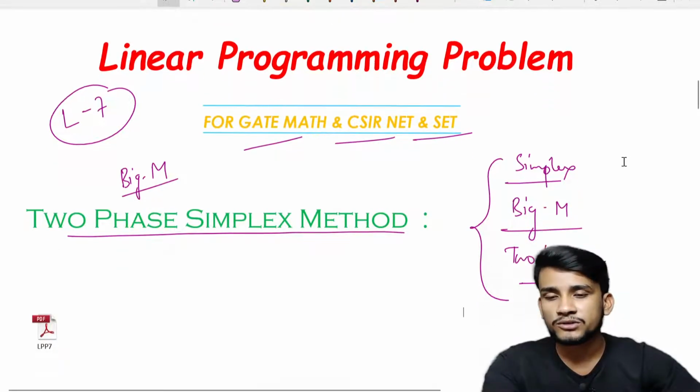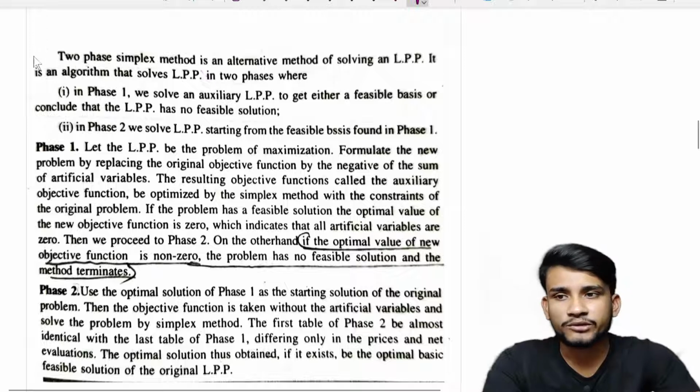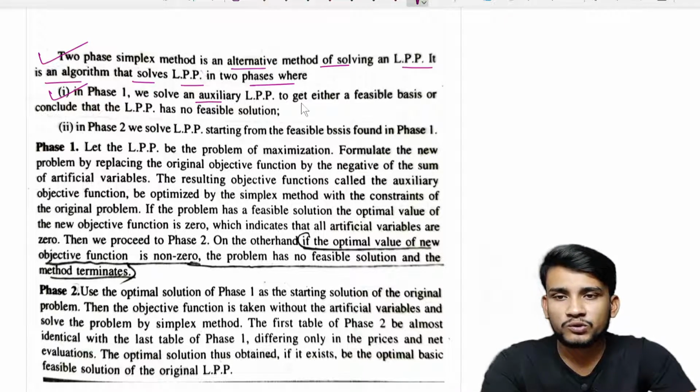Okay, so let's start. Now what is the two-phase method? The two-phase simplex method is an alternative method of solving an LPP. It solves the LPP in two phases. In phase 1 we solve an auxiliary LPP to get either a feasible basis or conclude that the LPP has no solution.